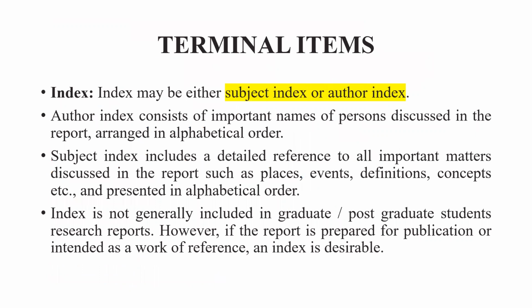And last is the index. The index may be a subject index or an author index. An author index consists of important names of persons discussed in the report, arranged in alphabetical order. You have to remember that you have to arrange them in alphabetical order, those important persons whom you have studied or discussed in the report. A subject index includes a detailed reference to all the important matters discussed in the report, such as places, events, definitions, and concepts, presented in alphabetical order. So the index comes under terminal items. It can be a subject index, where you discuss all the important matters, events, places, definitions, and an author index for those authors whom you have mentioned or discussed in the report.